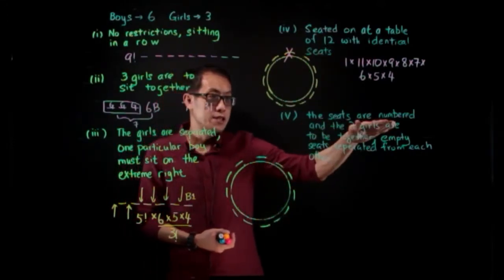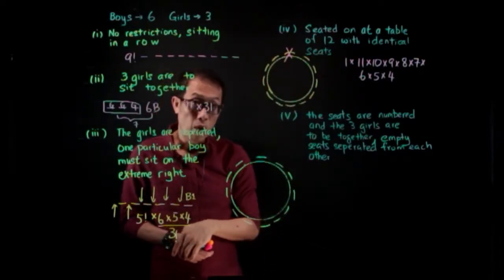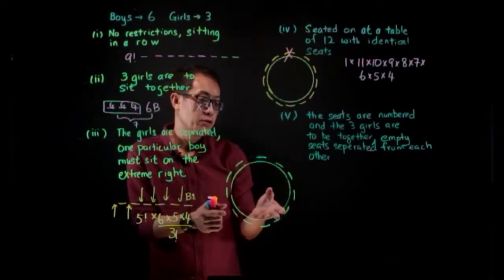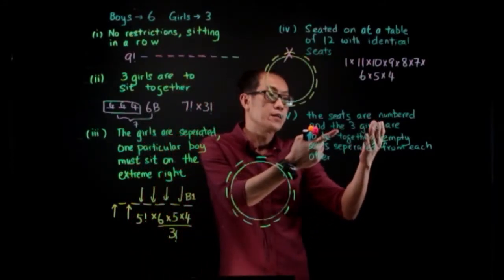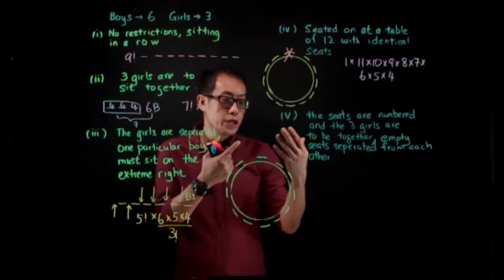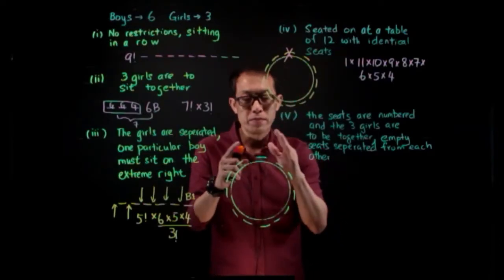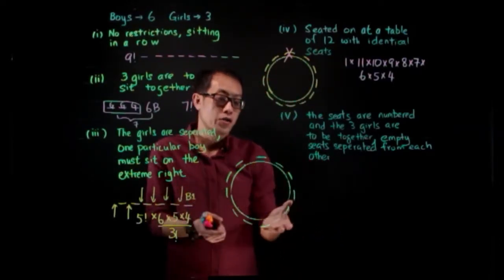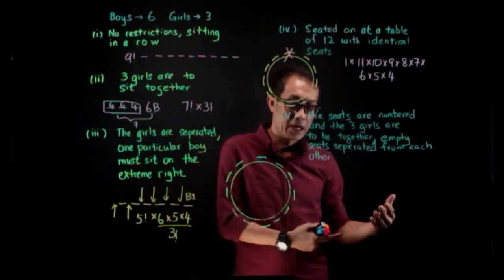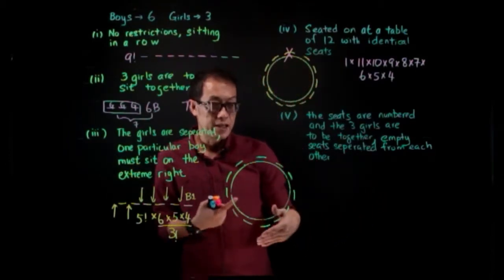Now, first of all, the seats are numbered. So the seats are not similar as in part 4. How do we approach a circular table where the seats are not similar? I would recommend approaching the problem in 2 parts. One, I assume that the chairs are similar. Then later, what happens if it's not similar? I do some modification, and that's how I approach it.